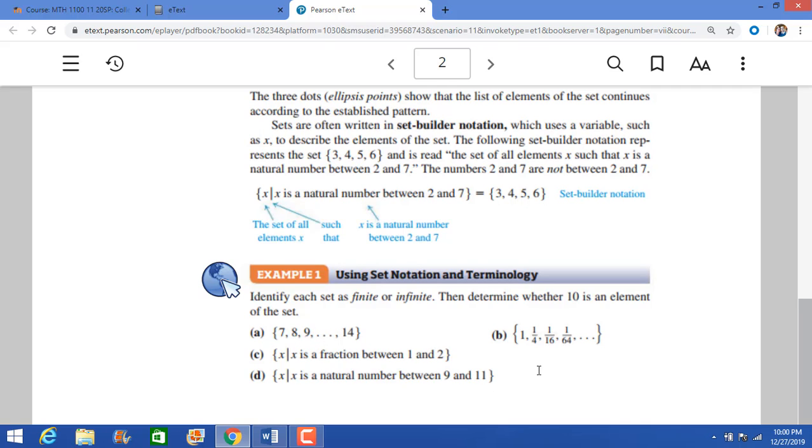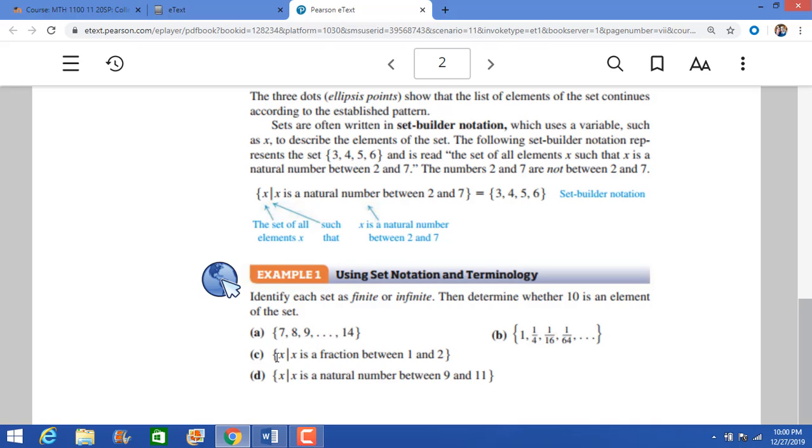Now this infinite set, what's going on? You start at 1, but all of these subsequent fractions are less than 1. So the numbers are getting smaller and smaller, heading towards 0. So 10 is not an element of this set.